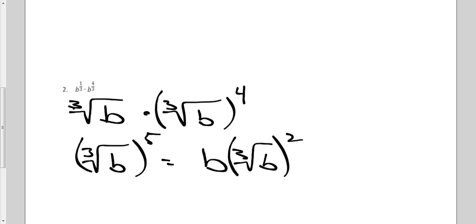Or I can just write b to the what power? 4/3 plus 1/3 is 5/3, right? Wait, what now? Say that again. How else can I write it? Add exponents, right? You got the same base. Your base is b. So the answer could be b to the 5/3. So 1/3 plus 4/3 is 5/3, right?